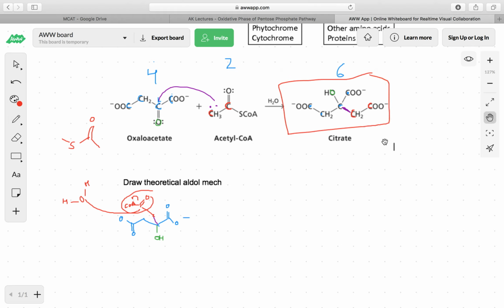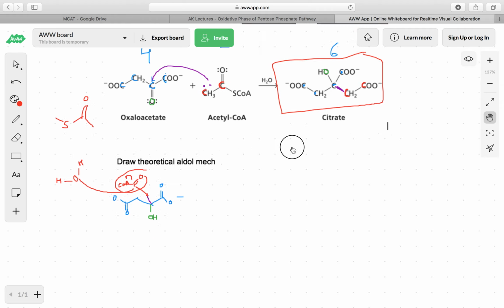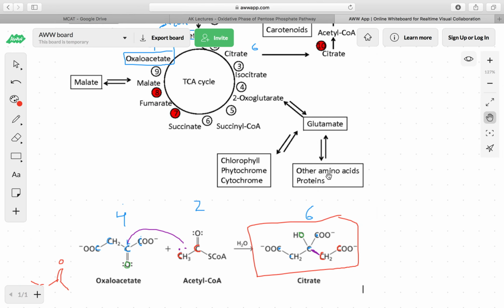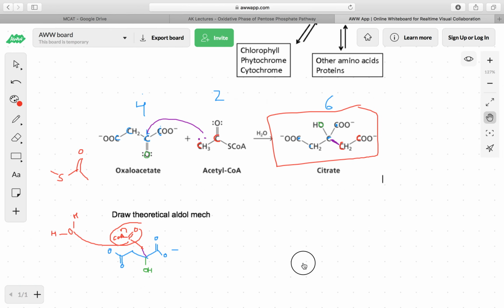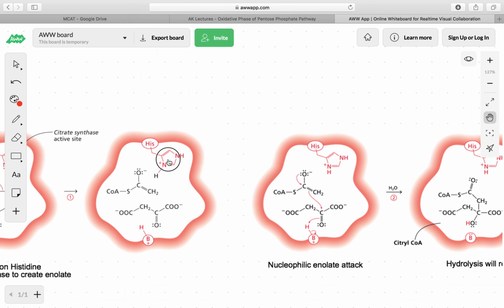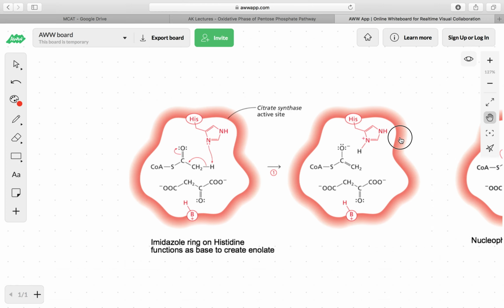So this is the organic chemistry mechanism behind it, but it doesn't happen like this in our body, of course. So let's see what the enzyme does. And the enzyme that catalyzes this is, I believe, citrate synthase. Yeah, citrate synthase. So there's 4 steps. Let's go through what happens one by one.